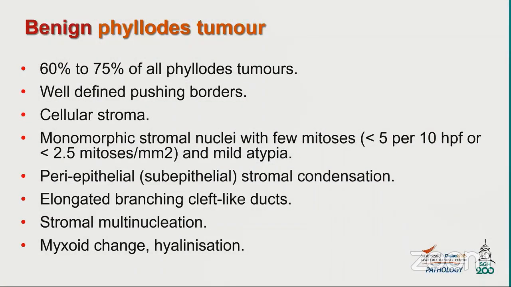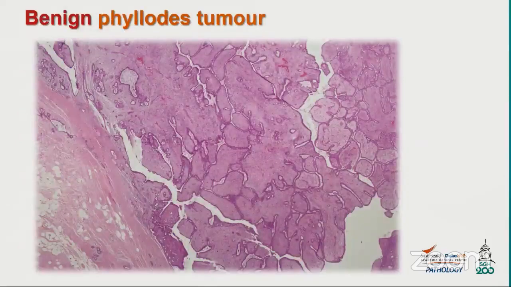The benign phyllodes tumor constitutes between 60 to 70% of all phyllodes neoplasms. There can be periepithelial or subepithelial stromal condensation with elongated, branching cleft-like ducts. Like the fibroadenoma, stromal multinucleation, myxoid change, and hyalinization can be observed. An illustration of a benign phyllodes tumor with well-developed stromal fronts, mild hypercellularity, and a distinct border with the adjacent breast tissue.